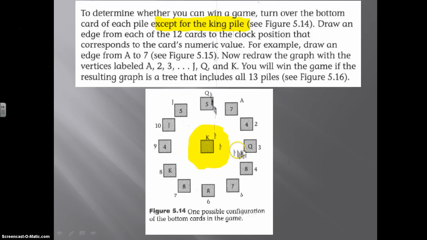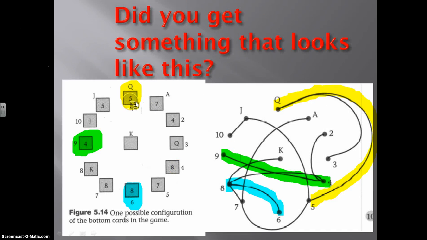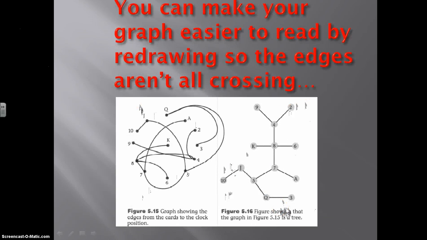For example, underneath the queen was a 5, so I draw an edge that connects the queen to the 5. Underneath the 9 was a 4, so I would draw an edge connecting the 9 and the 4. Underneath the 6 was an 8, so I will connect 8 and 6 with an edge.